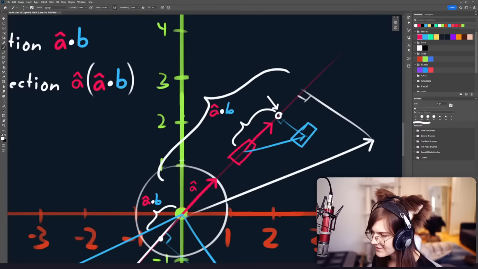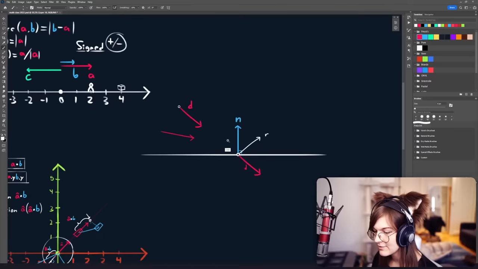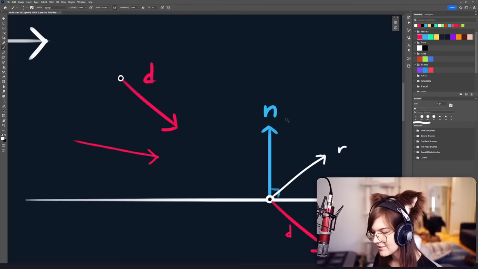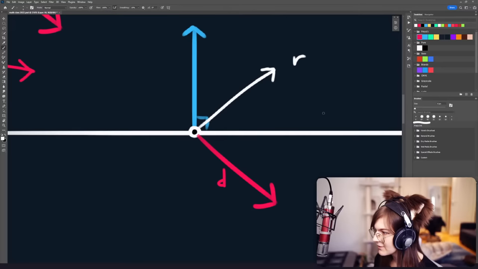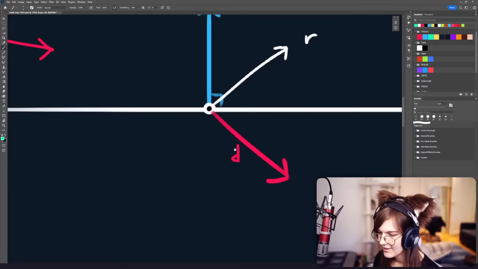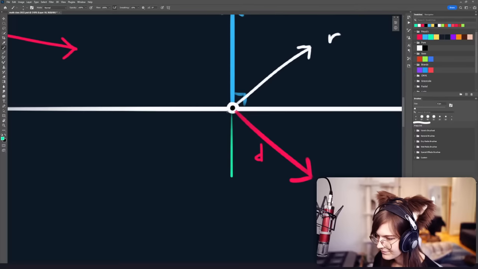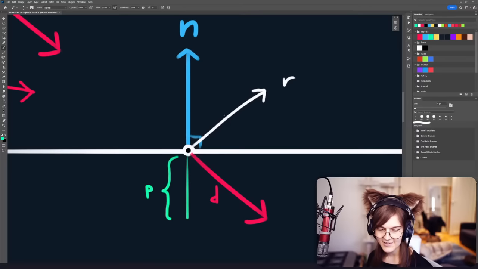And for this projection interpretation to work, at least one of them has to be normalized. But both of these are already normalized. This is a direction, it's normalized. This is the normal of the surface, which is usually also normalized as well. And so we can use this projective property to get some more information that we want out of this, right? And so if we do the dot product between the normal and the direction, we're going to get this distance right here. So we're going to get this signed distance. Let's call this P for the projected distance. Okay, did that make sense so far?